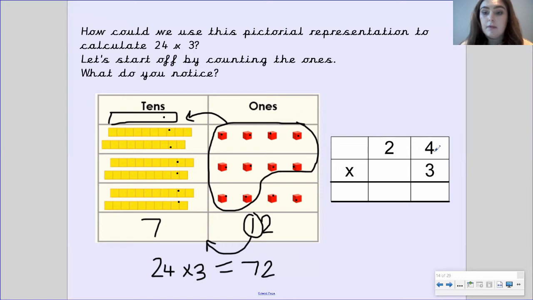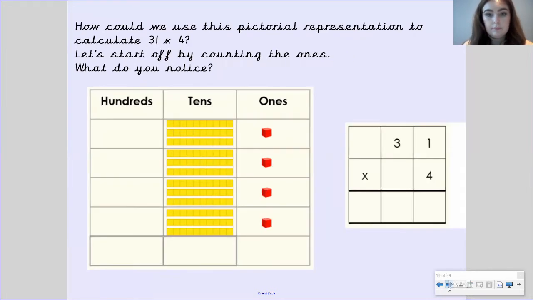So we have got 3 times 4, which we know is 12. So we put a 2 in our ones column and a 1 in our tens column. Then we need to do 3 times 20, or to help us, it's 3 times 2, which we know is 6. Add the 1 down here, and it becomes 72.